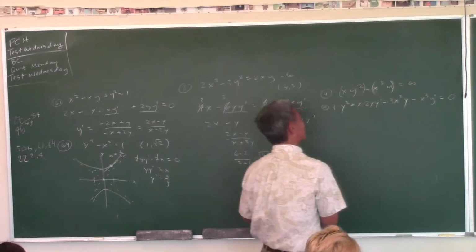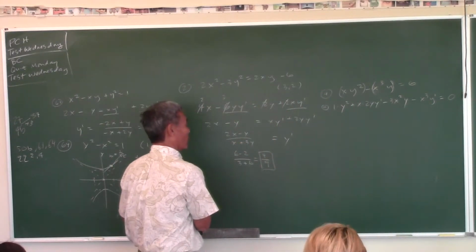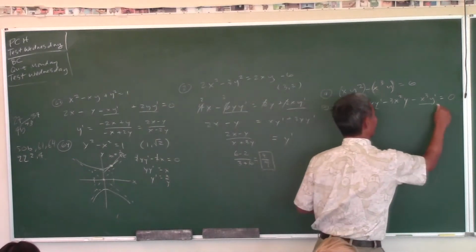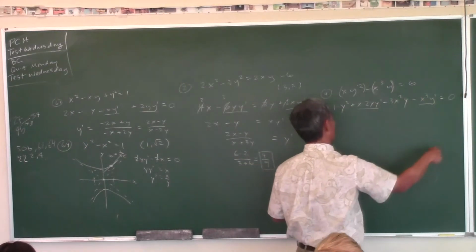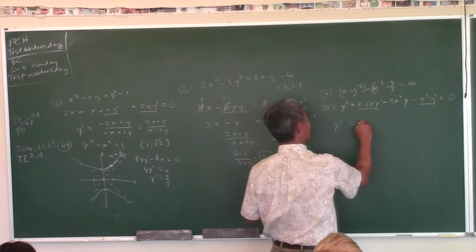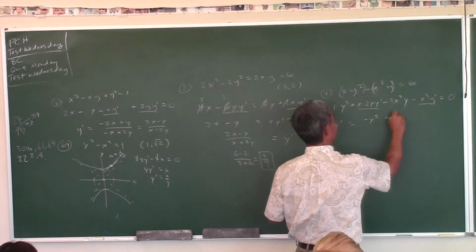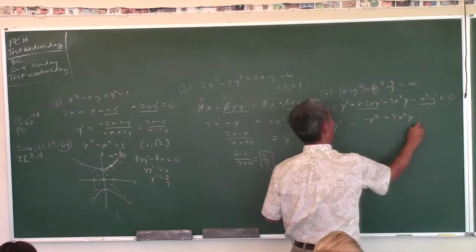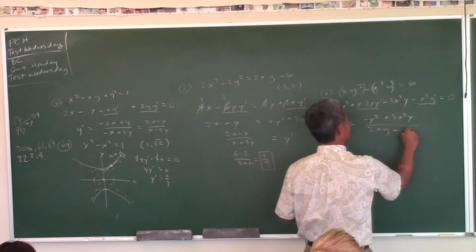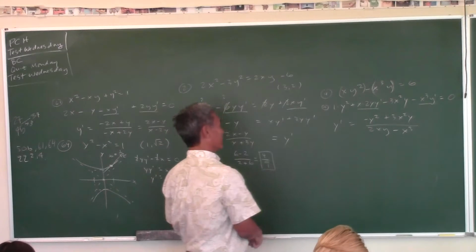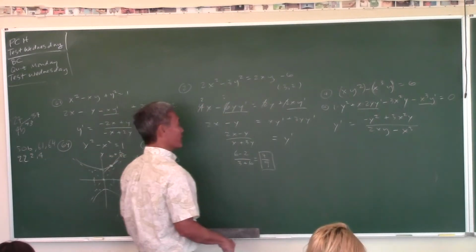Okay, that is correct. So, underline the terms with the y prime in it, leave it on the left side. These two terms move to the other side. So y prime is equal to negative y squared plus 3x squared y, all over, when you factor out the y prime, you get 2xy minus x cubed. Boom! Did we secure the 3 points?